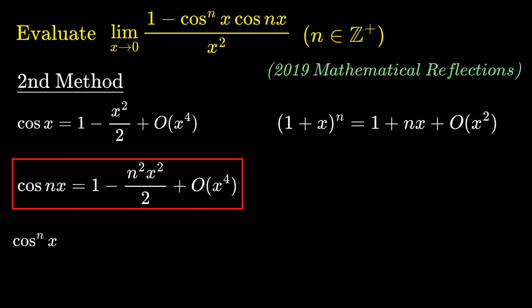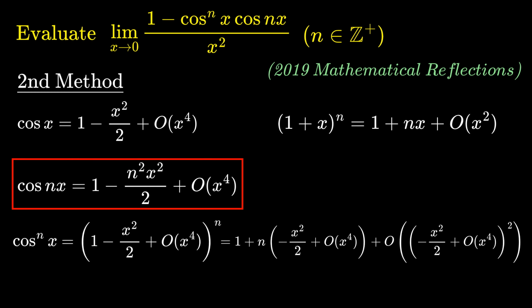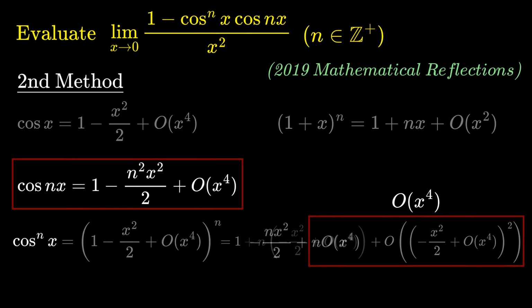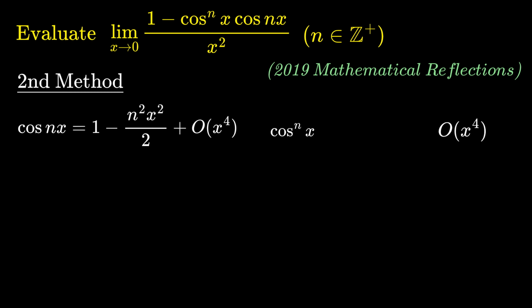Then for (cos x)^n, we raise the Maclaurin series expansion of it to the power of n. By treating this as a binomial, we get this expression just by replacing x with negative x squared over 2 plus O(x^4). Then we can distribute the n, and the rest of the terms can be written compactly as O(x^4), which prevents us from a messy expression.